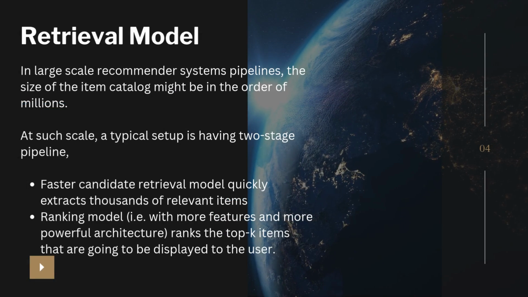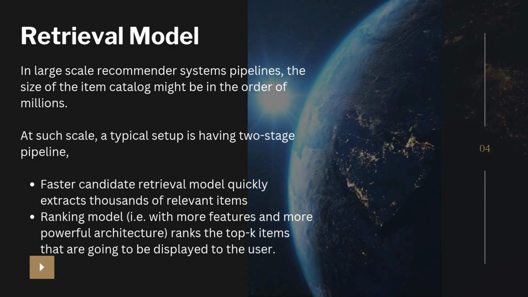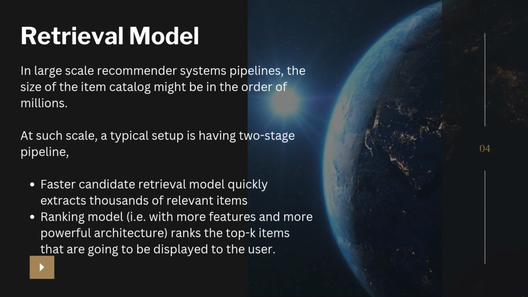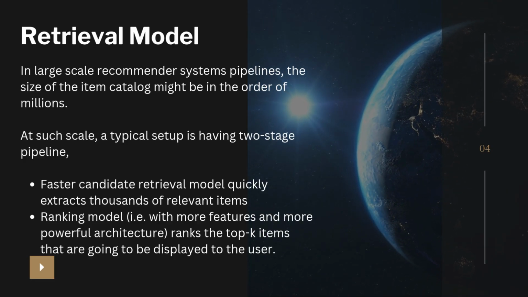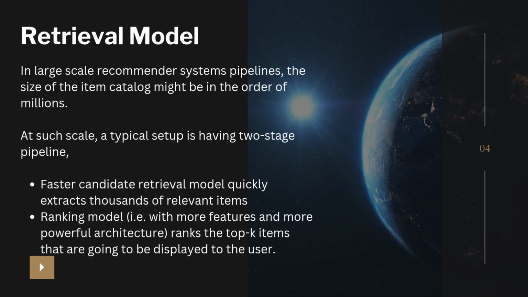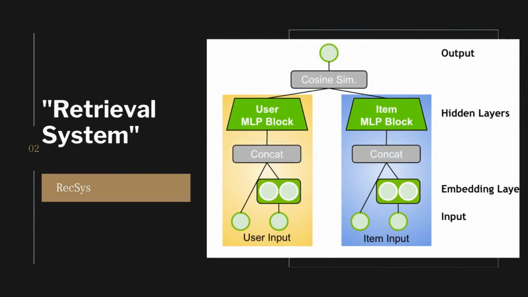Coming back to the modeling part, in a large recommender system, the size of the item catalog might be in millions or even billions. At such scale, we generally follow a two-stage pipeline process where there is a faster candidate retrieval model that quickly extracts thousands of items from a set of, let's say, a million items, and then there is a more powerful ranking model which takes these thousand items and gives you the top k items.